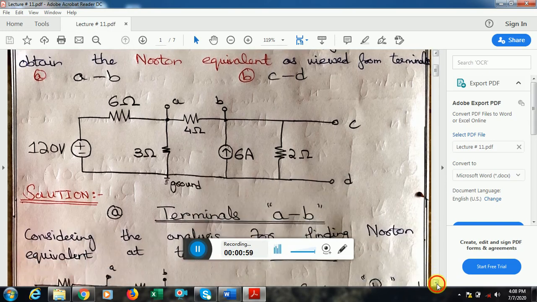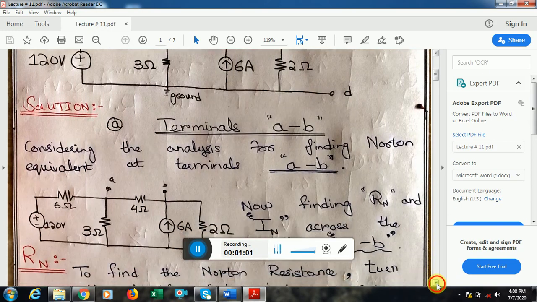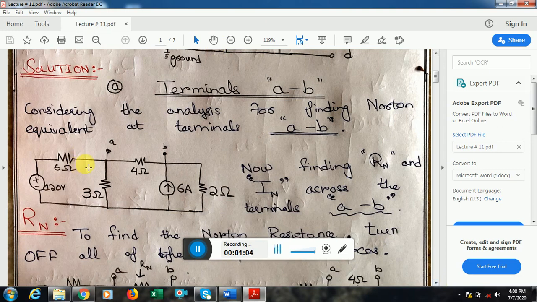Now, considering the first part of the question, terminals A, B, we get the circuit as this. I ignore the terminal C and D because I have to evaluate the circuit at these two points A and B, and I have to transform this entire circuit into its Norton equivalent. That means I need the Norton resistance across these two terminals and the current flowing from terminal A to terminal B, that is the short circuit current or Norton current across the terminals A and B.